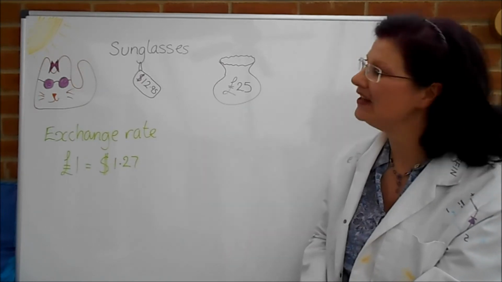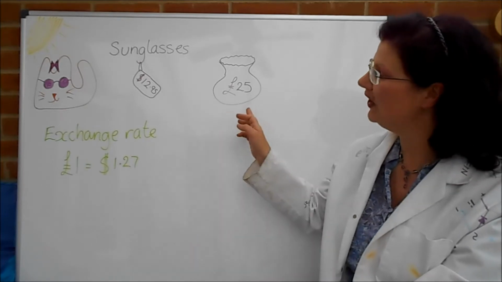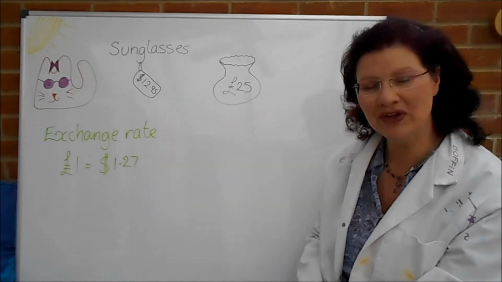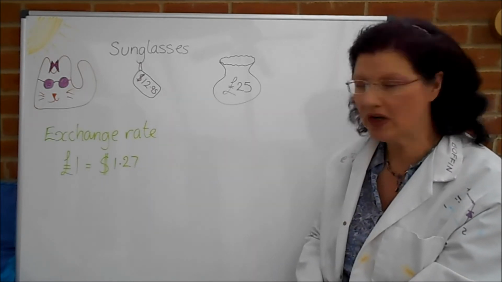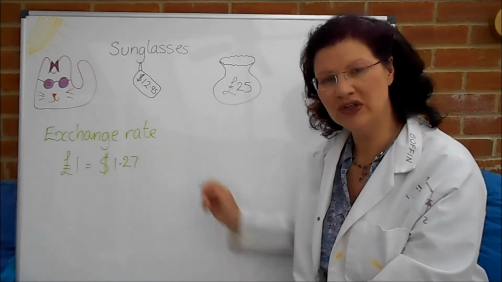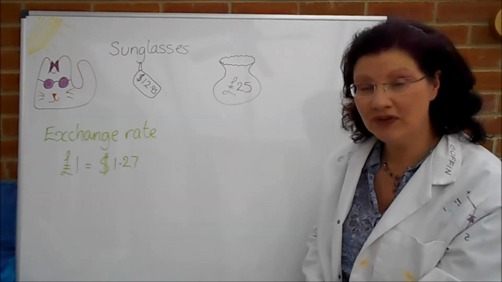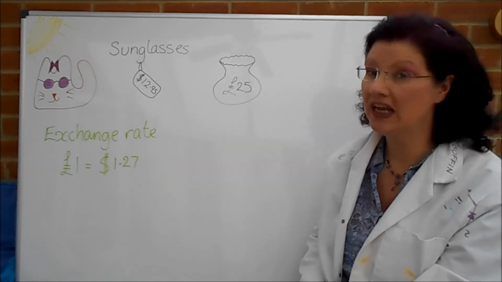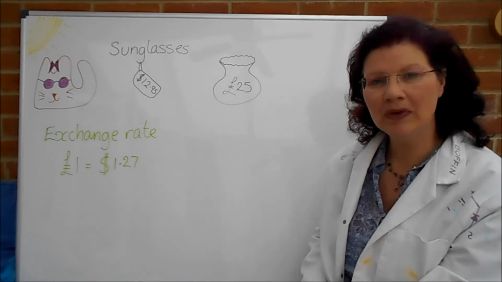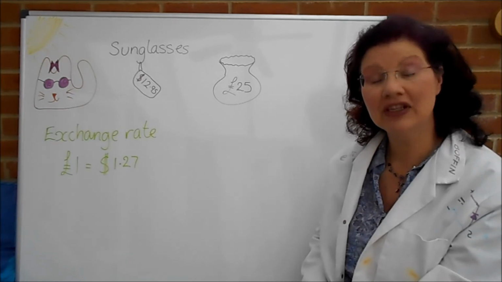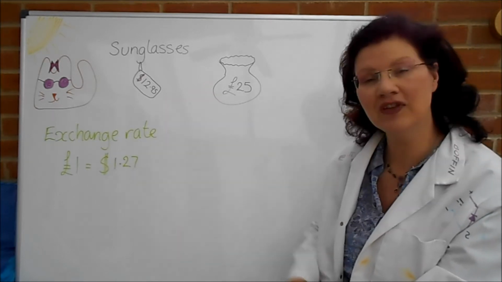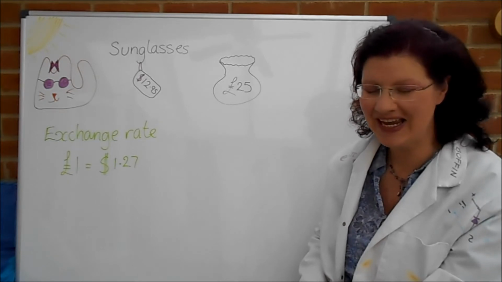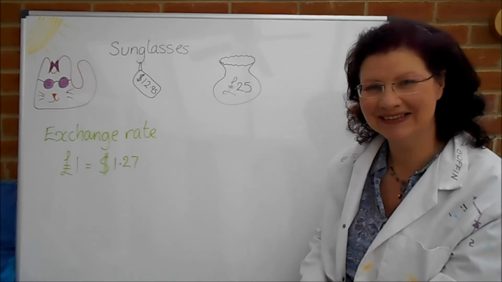Now today Bathilda has been on holiday to America. She took with her £25 worth of spending money and the sunglasses she's bought cost $12.95. The exchange rate we're using is £1 to $1.27. For the first part of this question I'd like to know how much did those sunglasses cost in pounds? And when she's bought them, how much spending money does she have left in dollars? So the cost of the sunglasses in pounds and her remaining spending money in dollars. Okay, have a go at that now and we'll come back and look at that in a minute.